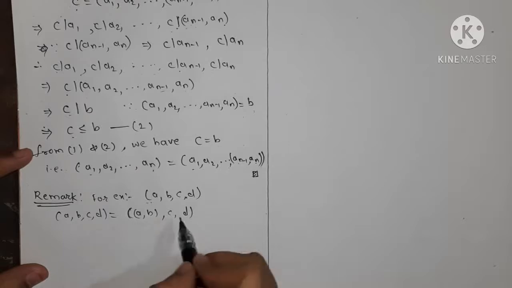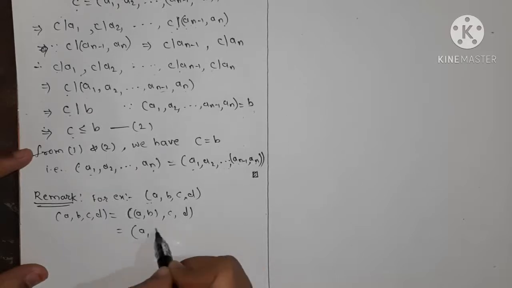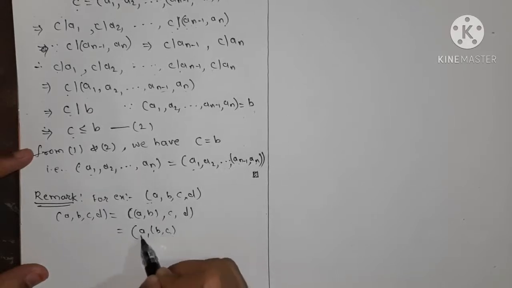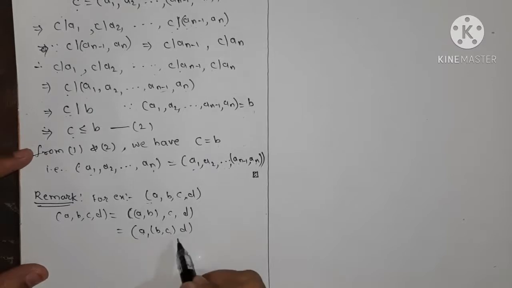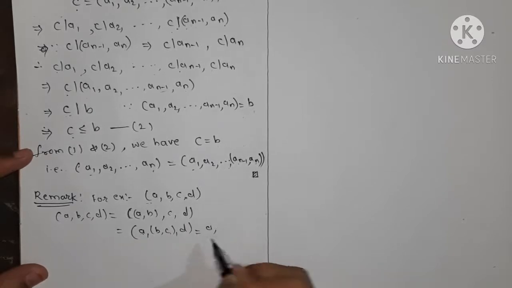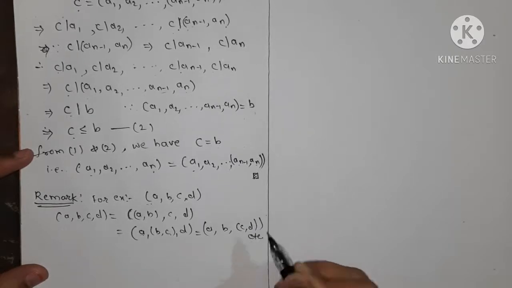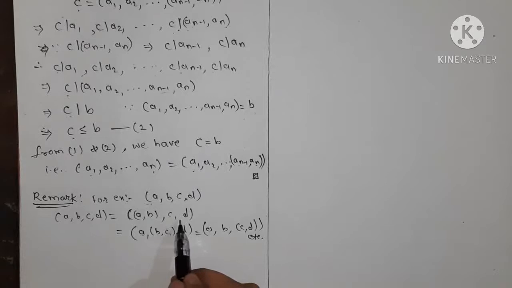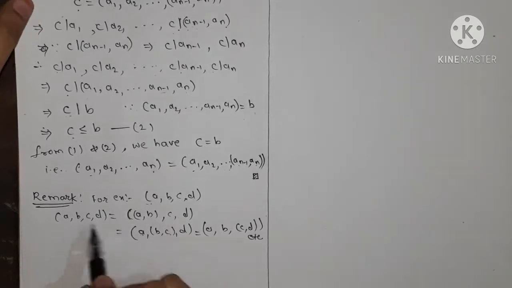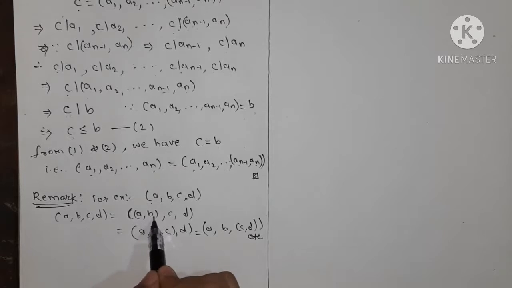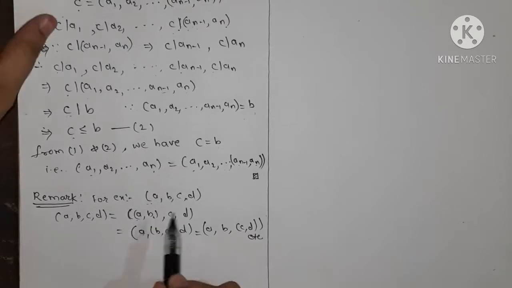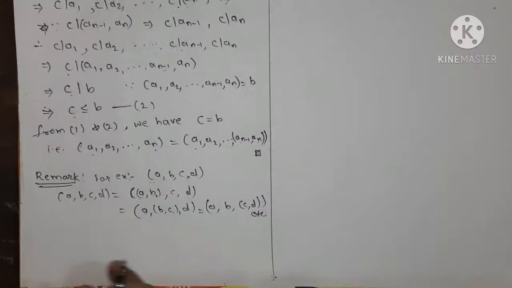Or this is the same as the GCD of a and the GCD of b, c, firstly found, and then take the GCD with d. Or we can find the GCD of a, b and firstly the GCD of c, d, etc. That is, we can take any pair firstly, find the GCD of that, and then find the GCD with the remaining integers. So the ordering of taking the pairs of integers for the GCD is immaterial. We see the example here.